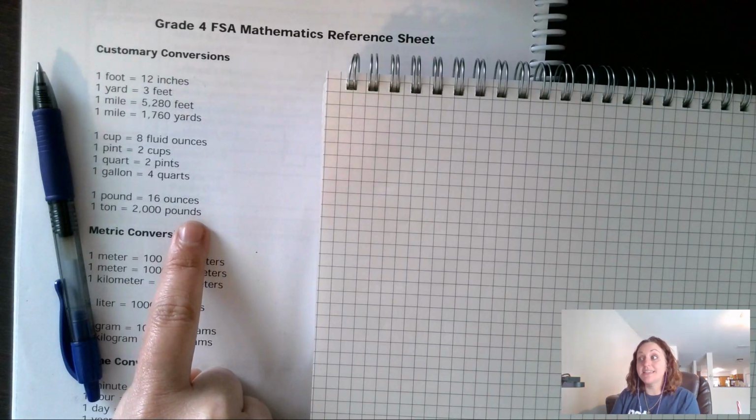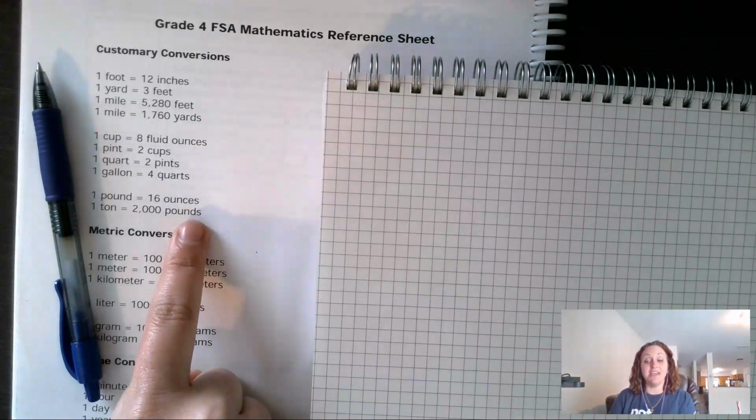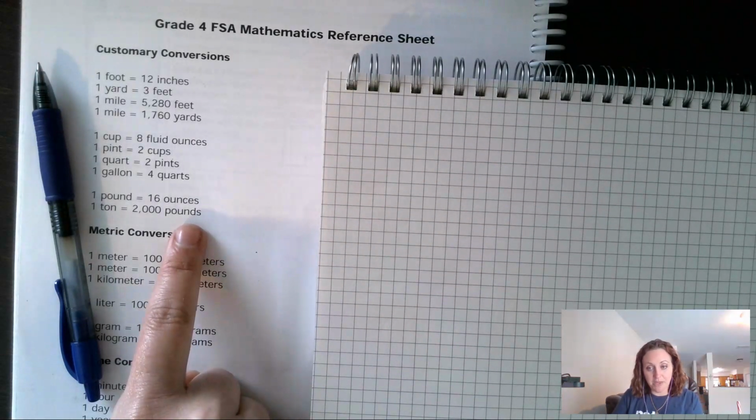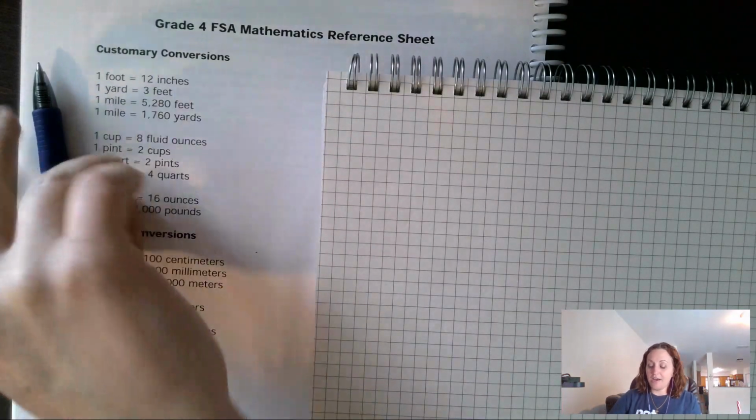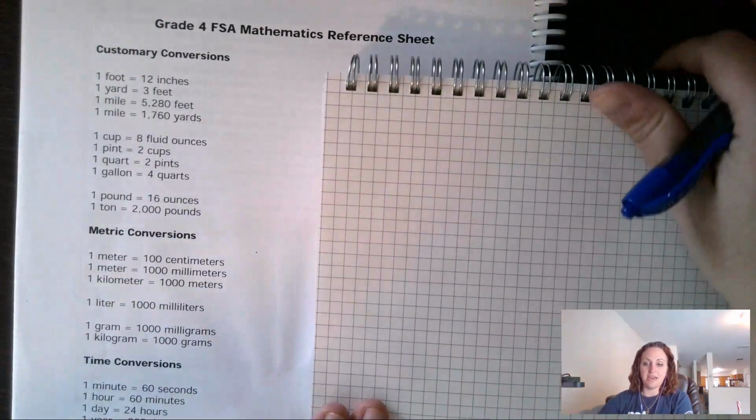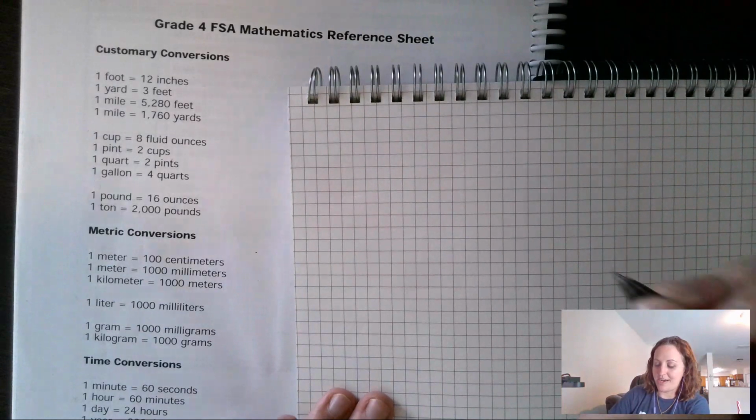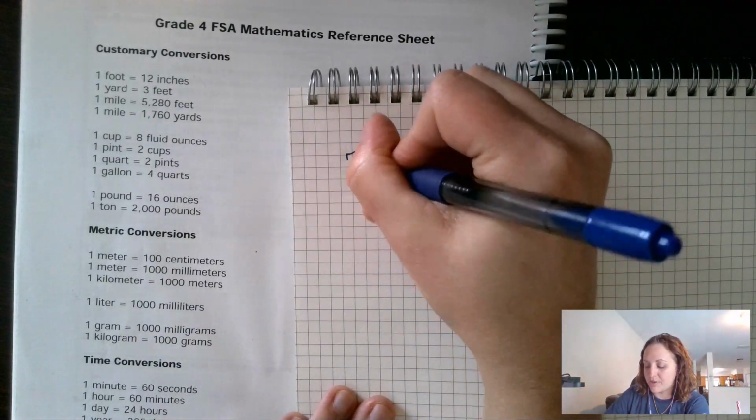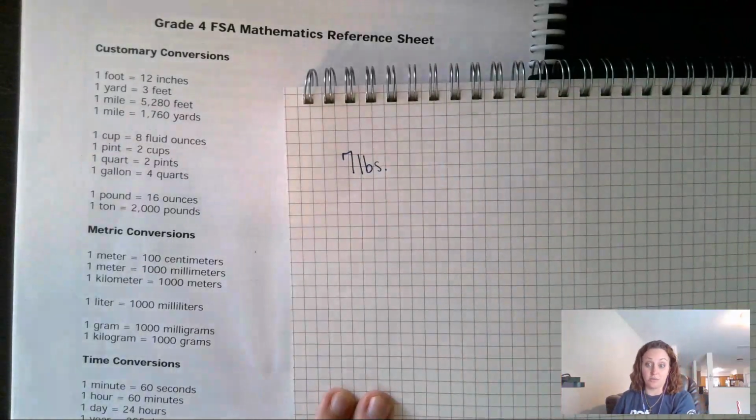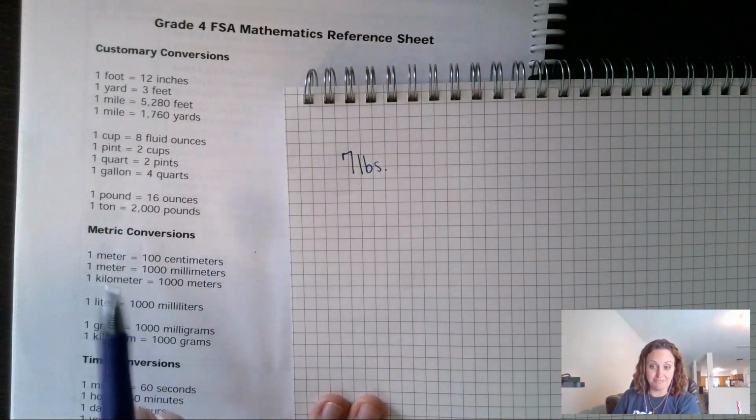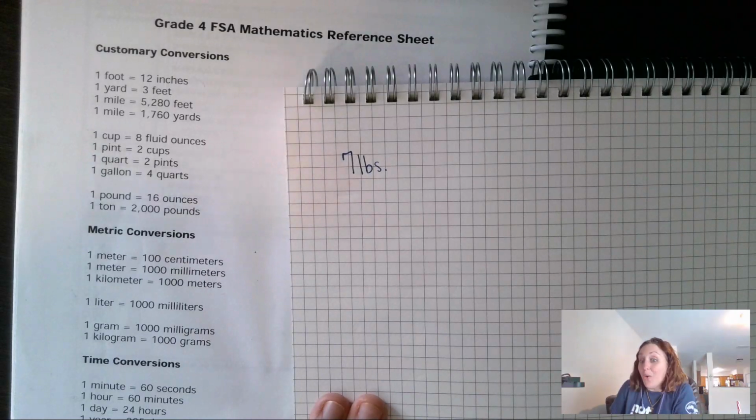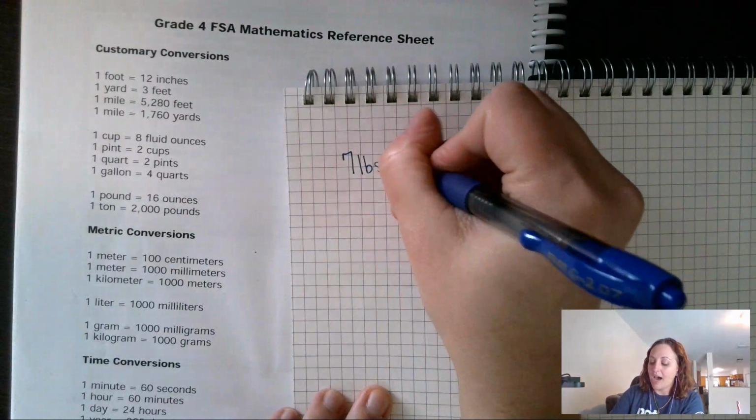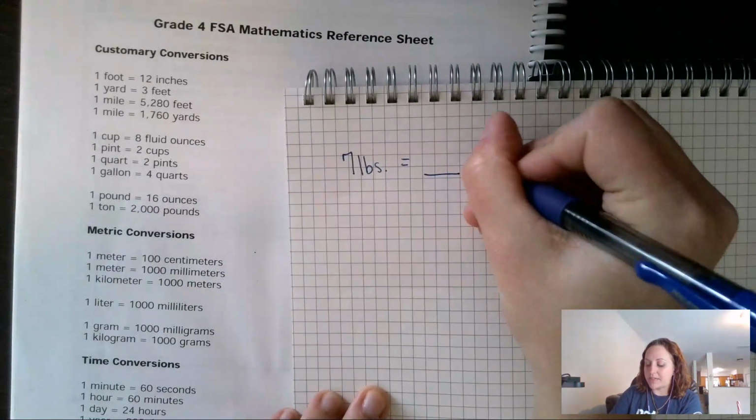Now again, it's done the same exact way. So if I have, let's say a baby is born, right? And a baby is born and they weigh 7 pounds, and pounds is abbreviated LBS. I don't know why, because it doesn't have an L or a B in it, but that's how it's abbreviated. So a baby is 7 pounds. I want to know how many ounces that baby was.